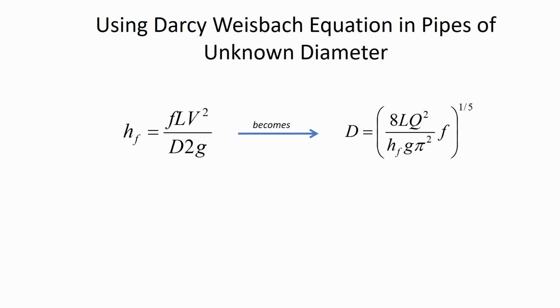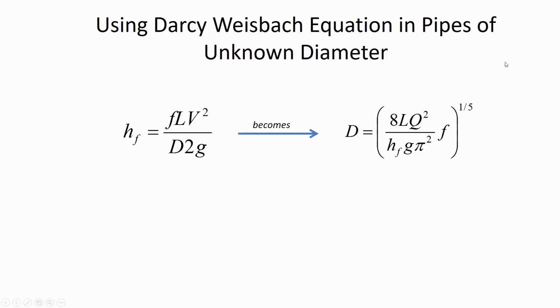And so when we rearrange it one more step in terms of D, that's where it came from. It came from just the Darcy-Weisbach equation where we substituted in what we meant by area, and D equals 8 f L Q squared over h sub f g pi squared, and that's to the 1/5 power. So it's not quite as strange as it first appears to be.